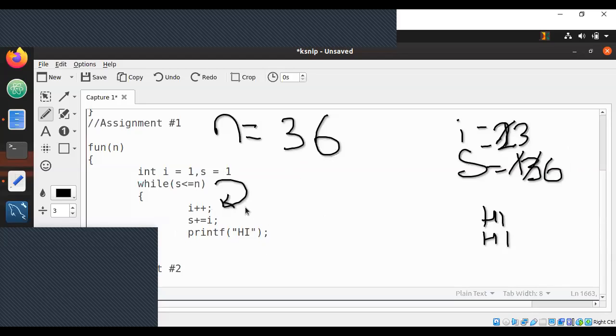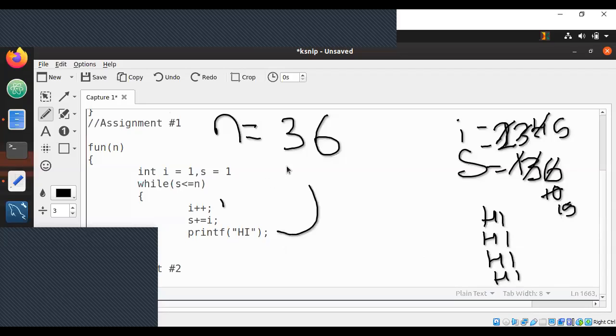So it then again goes here, increases the i value by 1, that becomes 4. Now s equals s plus i. 6 plus 4, s becomes 10. And it prints hi again. Now after this, again it goes back, 10 is still less than or equal to 36. i increases to 5. 10 plus 5, s becomes 15. After s becomes 15, we print hi again. That means 4 times hi is printed on the screen. In other words, this while loop has executed 4 times.